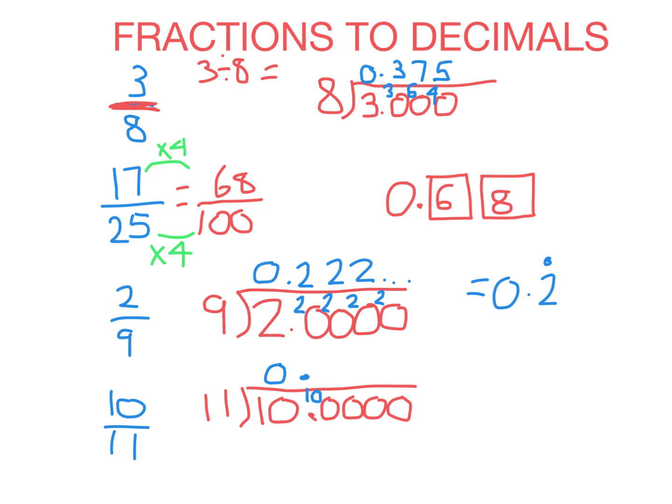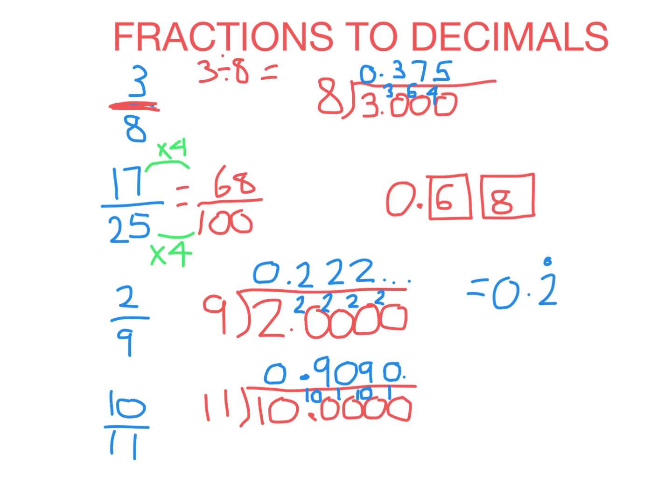Now we're saying how many times does 11 go into 100? Well, 11 goes into 100 9 times. 9 times 11 is 99 with one remainder. So how many times does 11 go into 10? Well, it goes 0 times with remainder 10. How many times does 11 go into 100? 9 with one remainder. How many times does 11 go into 10? Well, it goes 0 with 10 remainder.